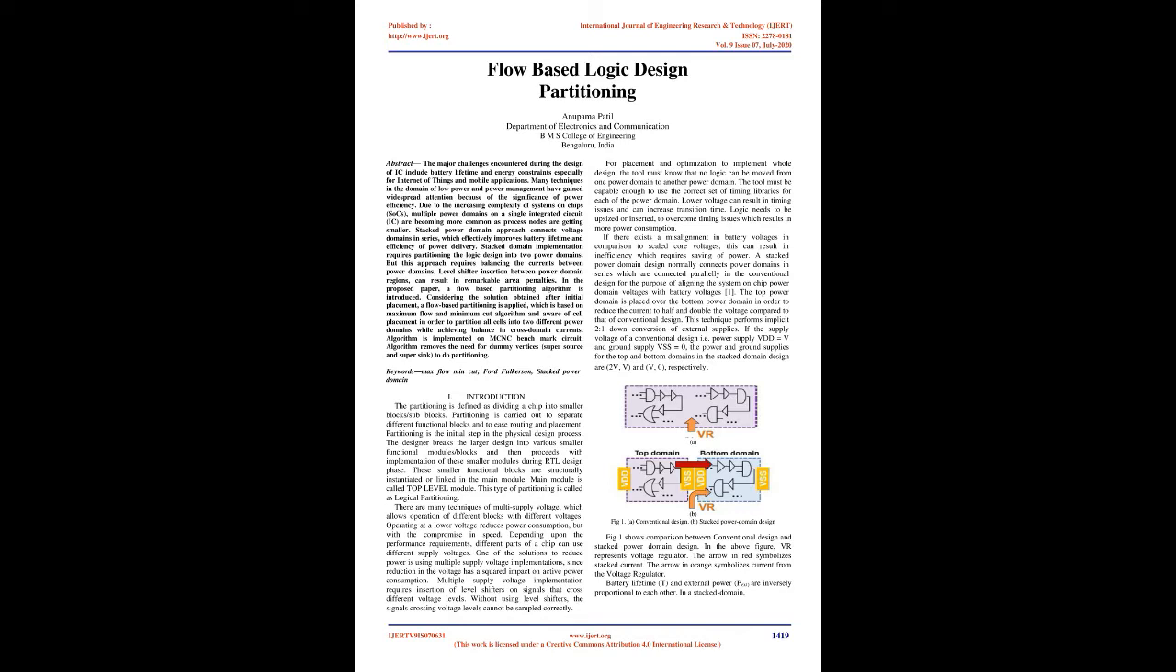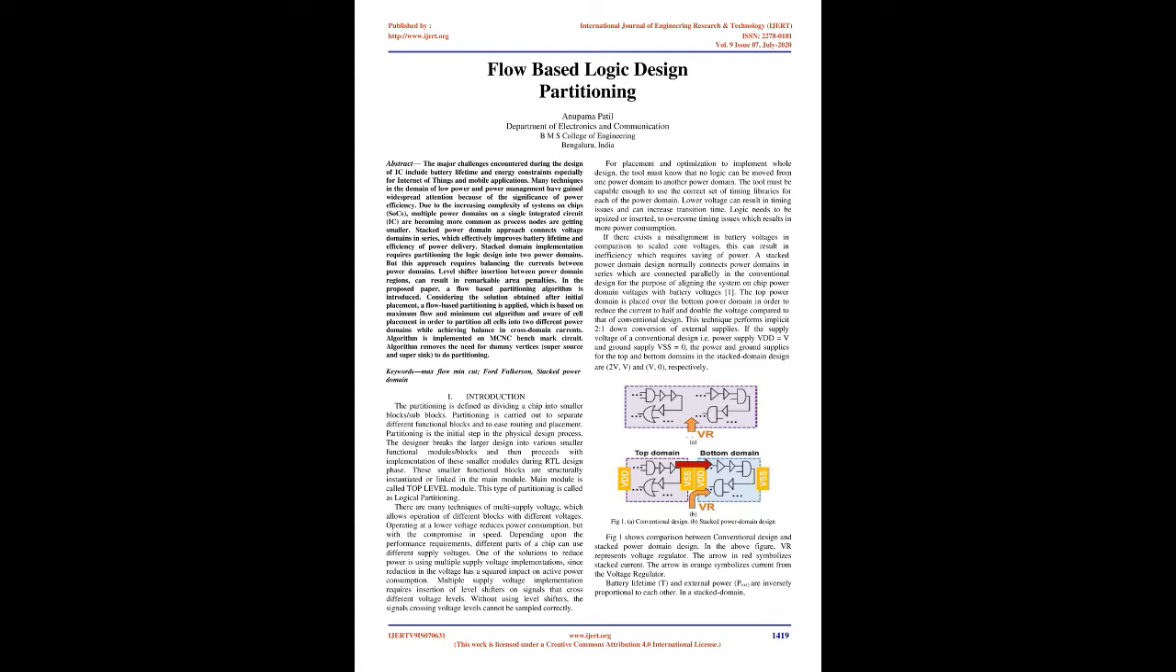In the proposed paper, a flow-based partitioning algorithm is introduced. Considering the solution obtained after initial placement, a flow-based partitioning is applied, which is based on maximum flow and minimum cut algorithm and aware of cell placement in order to partition all cells into two different power domains while achieving balance in cross-domain currents. Algorithm is implemented on MCNC benchmark circuit. Algorithm removes the need for dummy vertices, super source and super sink, to do partitioning. Keywords: max flow, min cut, Ford Fulkerson, stacked power domain.